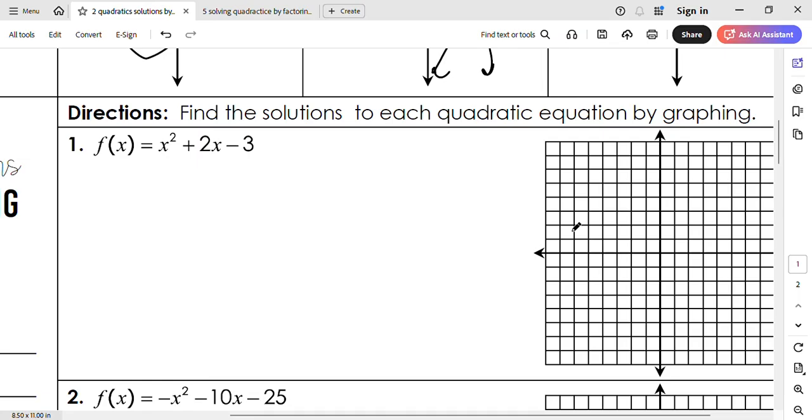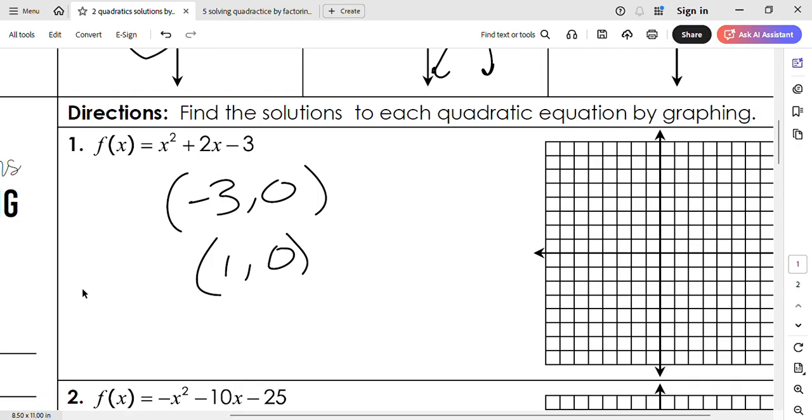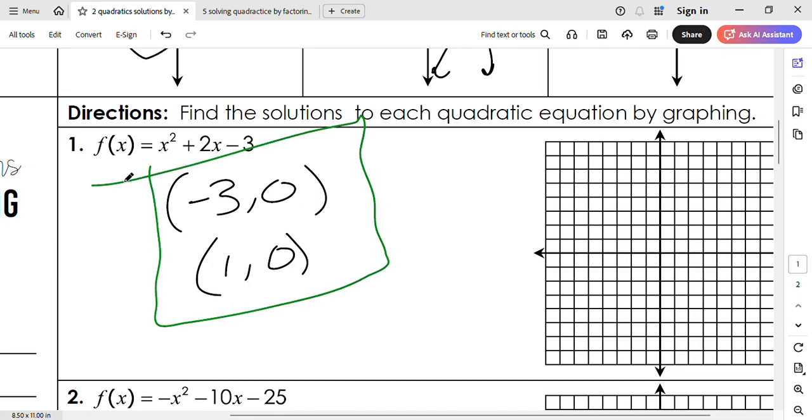Now I'm expecting 2, right? We said 2. Let me keep scrolling. Oh, here's the other. So what is that? Negative 3, 0, 1, 0? Okay then. So then I'm going to my worksheet and I'm putting negative 3, 0 and 1, 0. That's the exact format. That's the only format I want to see when you're giving me solutions to a quadratic.